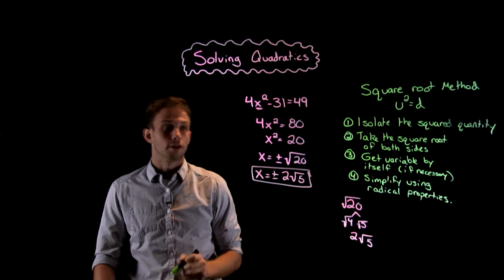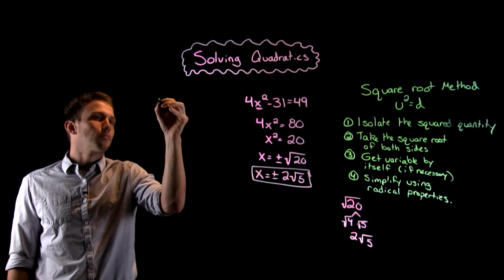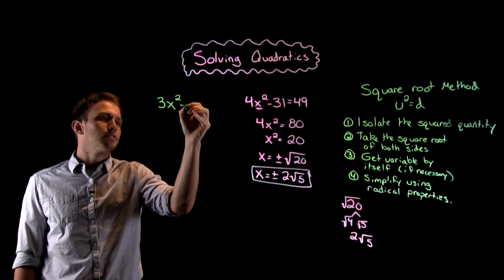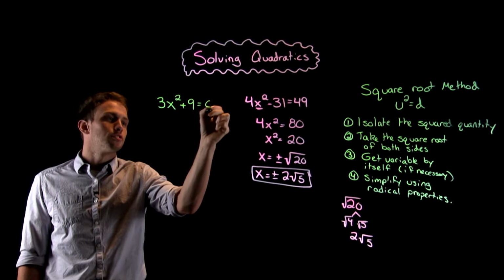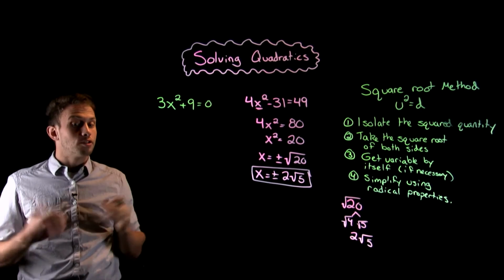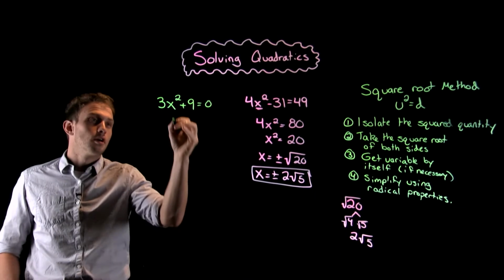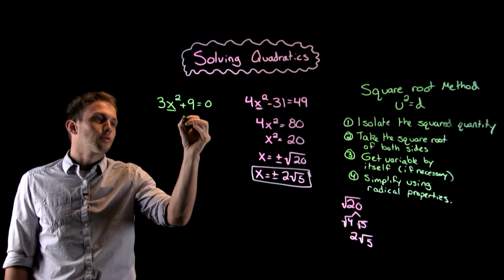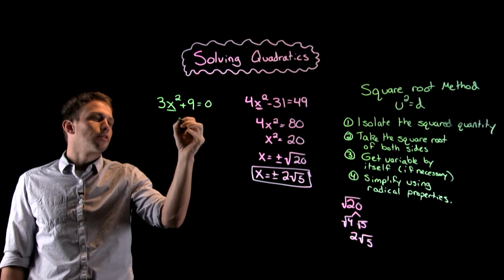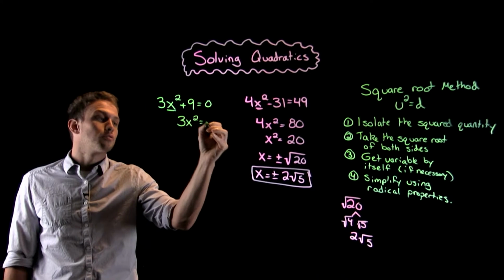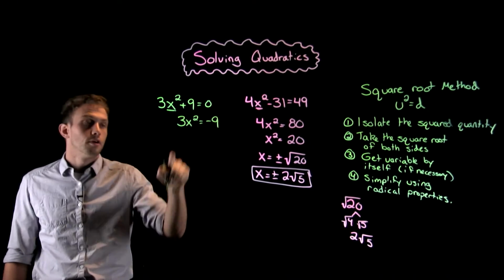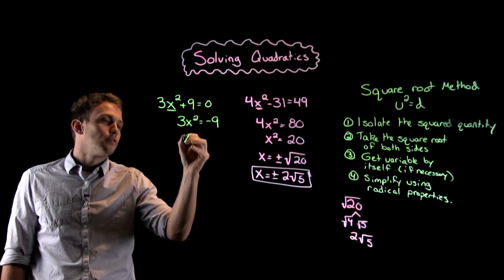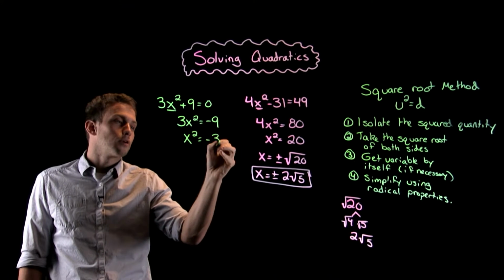Now another example we could have could be like this: 3x squared plus 9 is equal to 0. Once again, we have to find what that squared quantity is, and in this case, it's just this x squared. So we have to get rid of that 9 first. I'm going to subtract 9 on both sides. I get 3x squared is equal to negative 9. Divide both sides by 3, because I still have to get this x squared by itself. I get x squared is equal to negative 3.